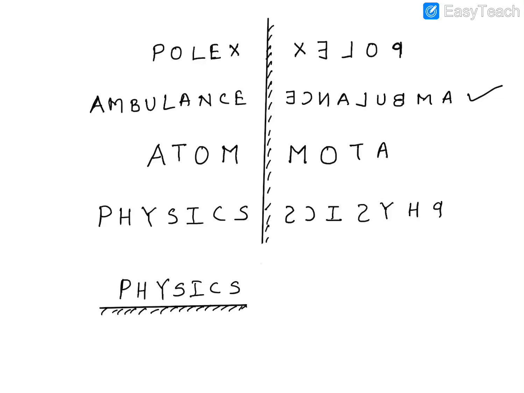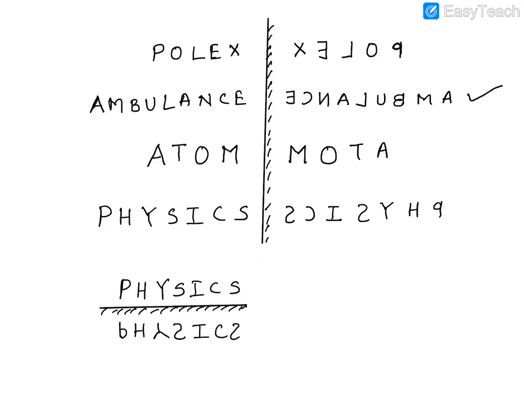So this one is actually tough. I doubt more than 25-30% of people get this correct. First, your P will come like this. Then you will have an H here. Then Y. Then your S will be like this. Then I, then C, and then again S. So this is how physics will appear. There's a difference when you invert a word laterally in a vertical mirror or in a horizontal mirror, so be careful when they give it in the question.